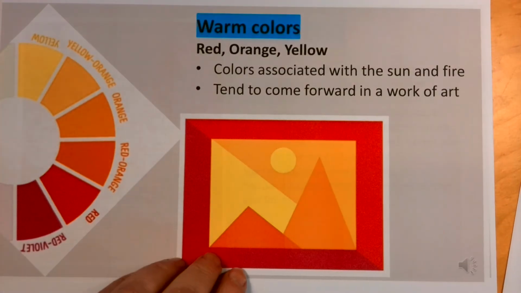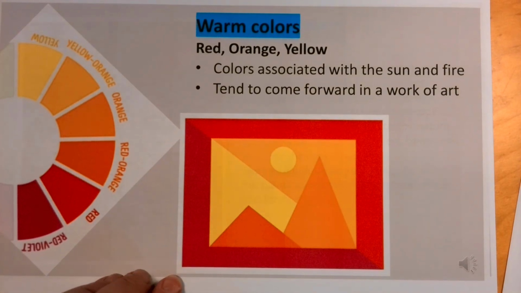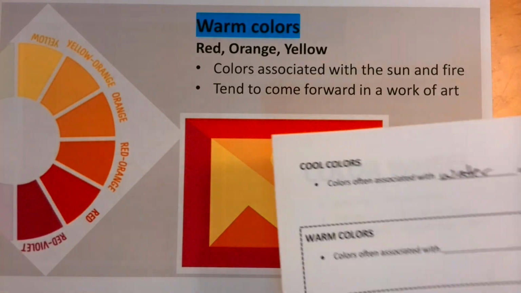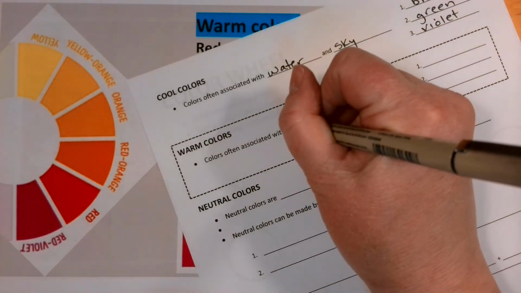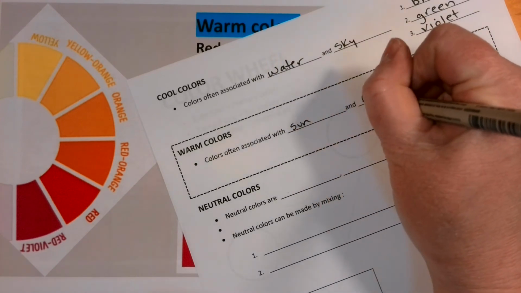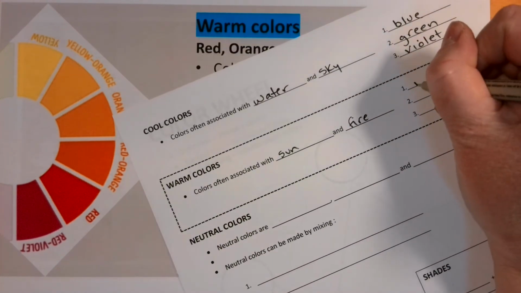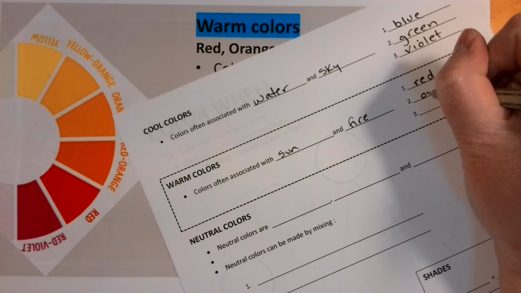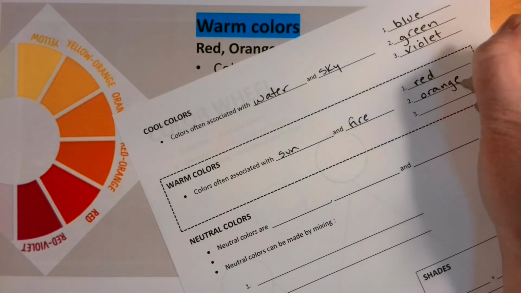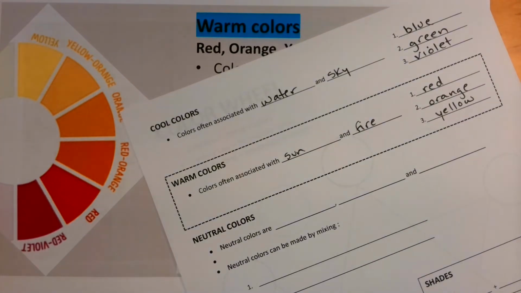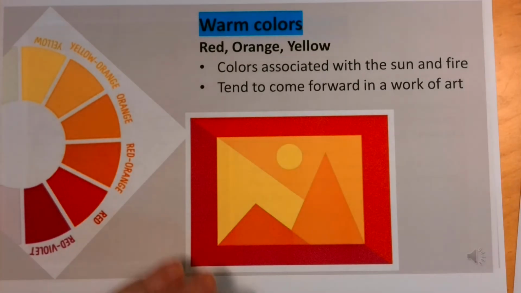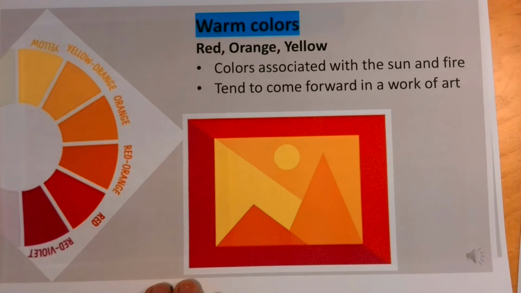Warm colors, red, orange, and yellow, are associated with the sun and fire, and they tend to come forward in an artwork. So warm colors are colors associated with sun and fire. They are red, orange, and yellow, and are generally more active for our eye. They pop forward in a piece of work, and the cool colors tend to recede back.